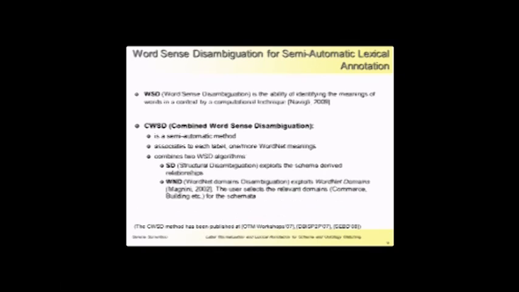During the first year of my PhD, I took part in the development of a combined word sense disambiguation algorithm, CWSD, which is a semi-automatic method able to annotate schema labels with one or more WordNet meanings, and which is composed of two main word sense disambiguation algorithms, SD and WND. SD tries to annotate labels by exploiting the schema-derived relationships. The WordNet Domains disambiguation algorithm exploits the external resource WordNet Domains.